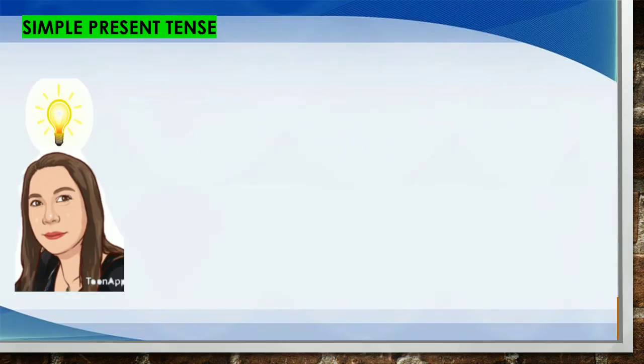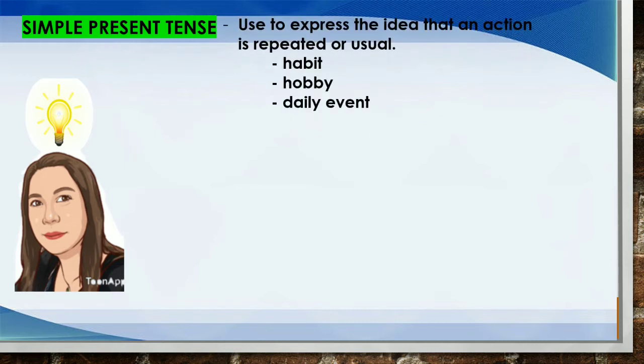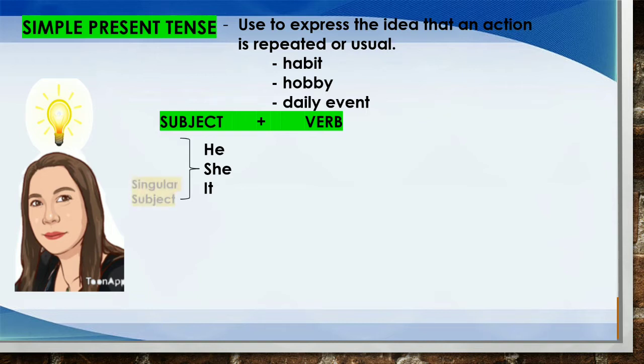Let us have verbs in the simple present tense. It is used to express the idea that an action is repeated or usual. For example, we do it habitually, like a habit, a hobby, or a daily event. Let us set an example, subject plus verb. We have the subjects he, she, and it. We know that these are subjects in a singular form. And the other subjects, I, you, we, and they, are in a plural form.